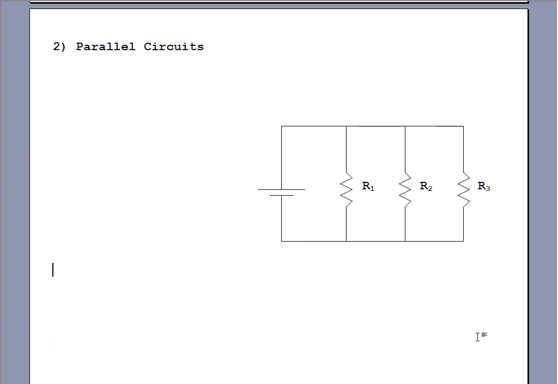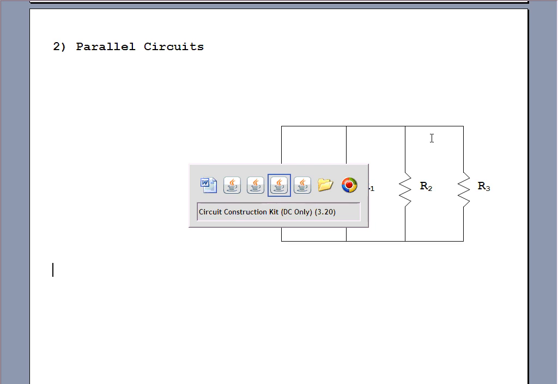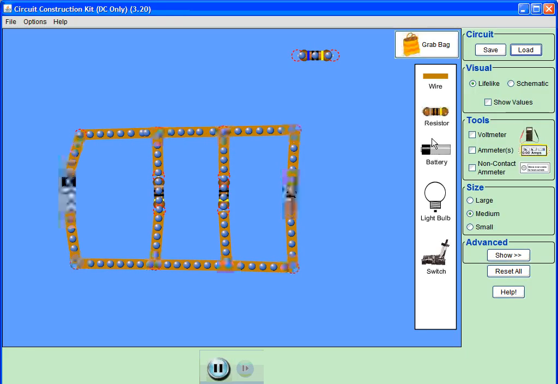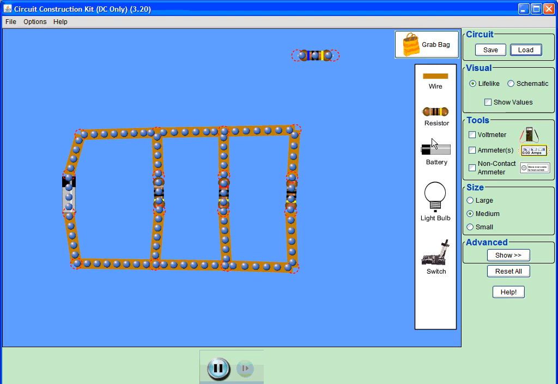Okay, parallel circuits. That's when the resistors are all side by side. Most importantly, connected with wires, top and bottom. So I'm going to take a look at that circuit here. So here's my parallel circuit. What I can see is electricity is flowing through all of them, and not equally.